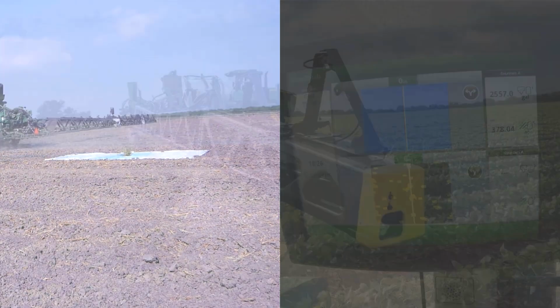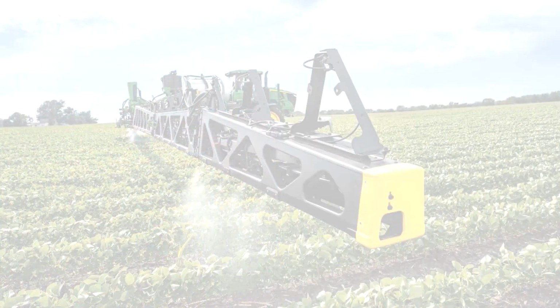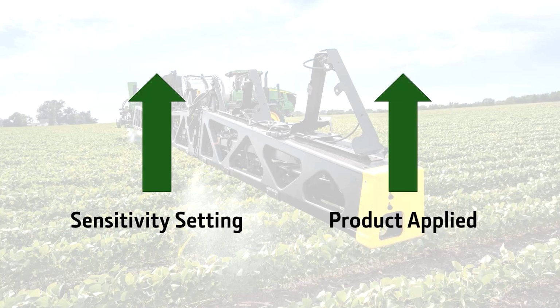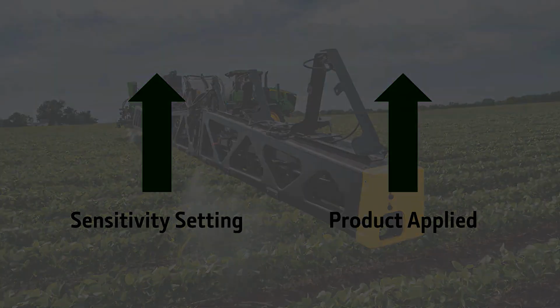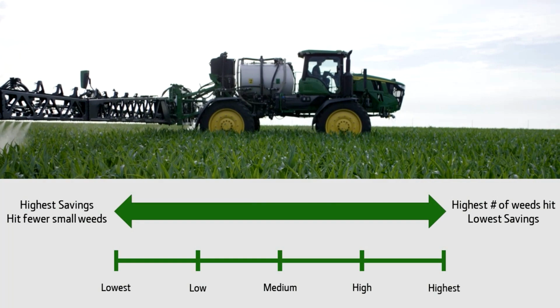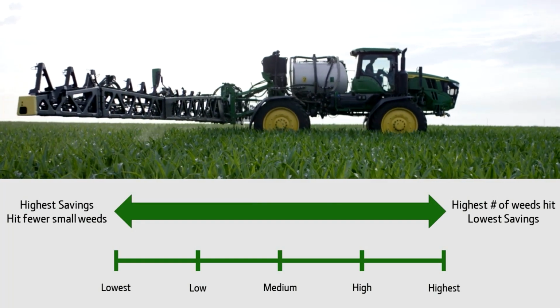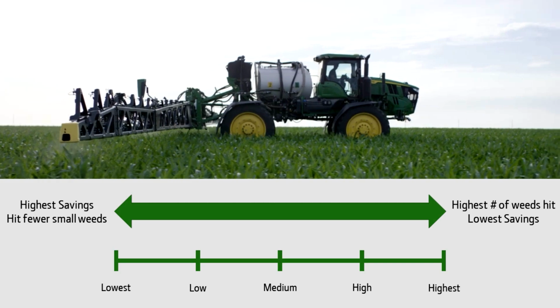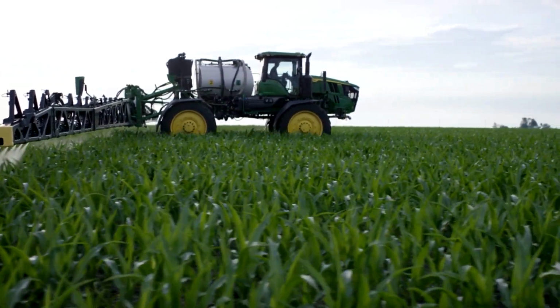As we can see, when we increase the sensitivity, the system detects more items it thinks are weeds and therefore applies more frequently. Think of this setting like a confidence rating. At the lowest sensitivity, the system requires a higher level of certainty to spray a weed than at the highest sensitivity.